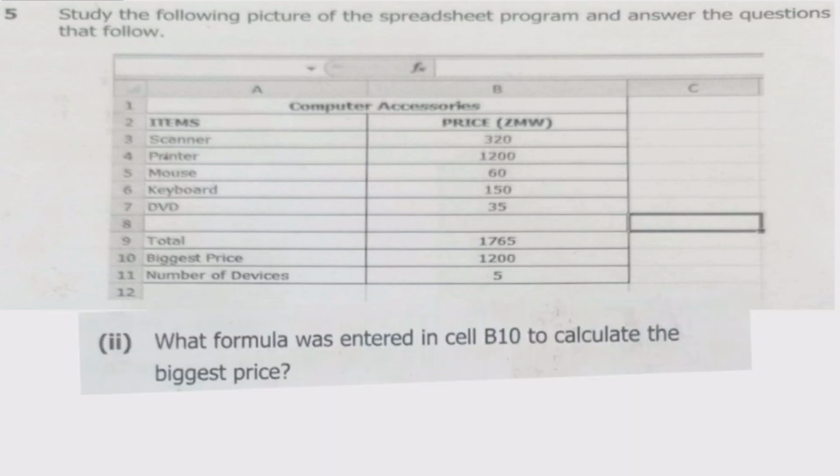Okay, we come to question 5B2. Remember, that one was 5B1. Now, 5B2 asks: what formula was entered in cell B10 to calculate the biggest price? The formula that was entered is MAX, open bracket, B3 colon B7, close bracket. That is the formula that was entered.